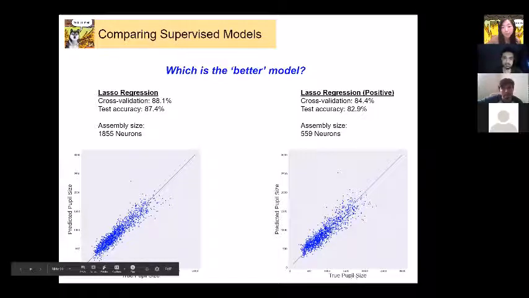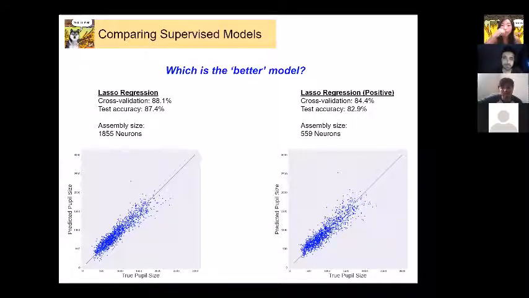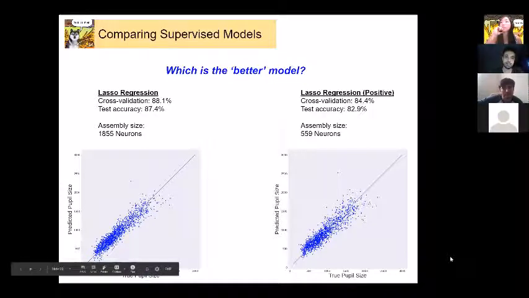So while we weren't able to use the unsupervised methods to deduce the exact number of factors that we wanted to use, what we ended up doing was also trying different regression models to see if we can find distinct assemblies that are responding to a behavior event. In this case, it was the pupil size that we were trying to measure.